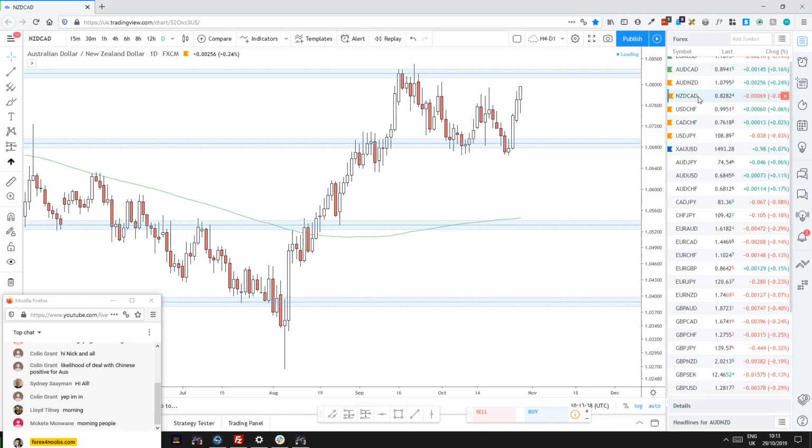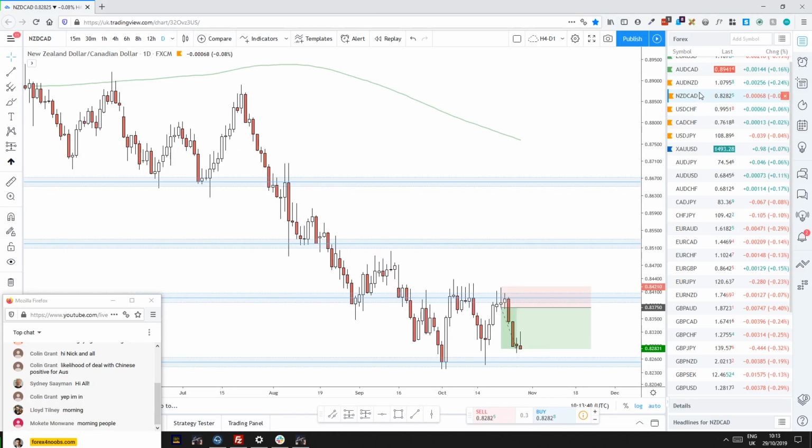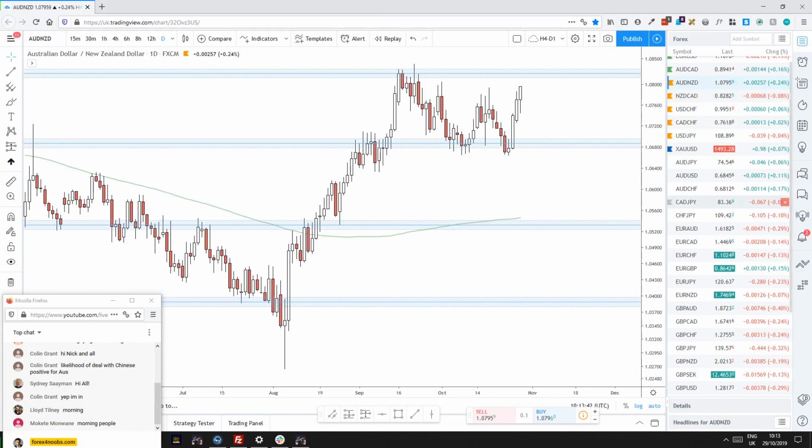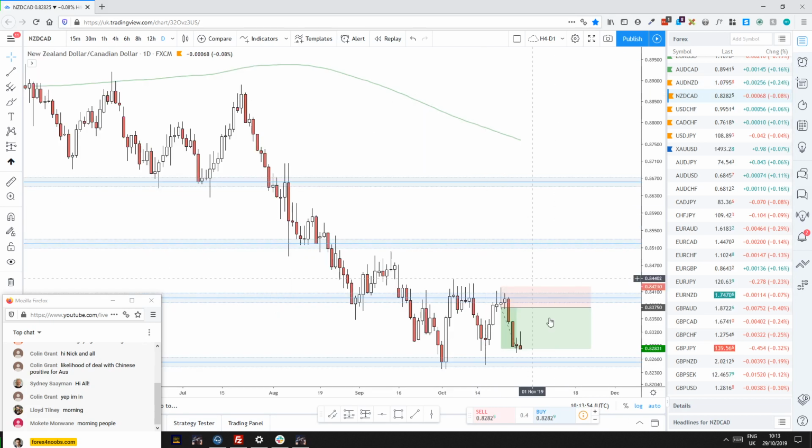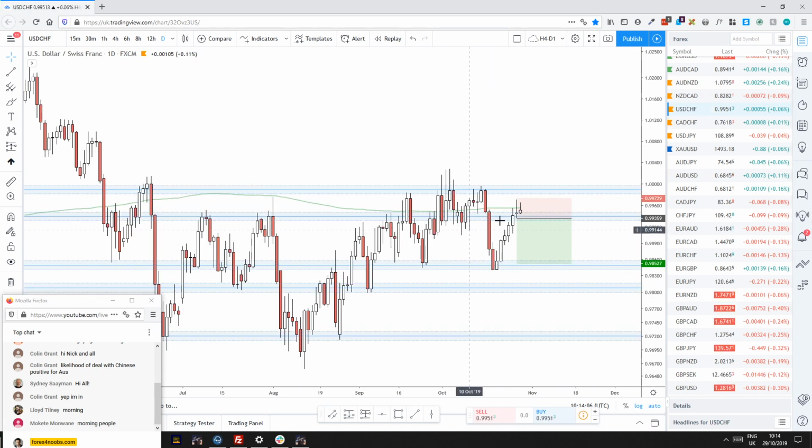Right. Let's wrap things up, guys, and take a look at the upcoming pairs. AUD New Zealand, I'm just waiting for price to push up to resistance, hit it, and potentially bounce away. This one probably won't happen until later in the week. It's just something I'm watching. New Zealand CAD, very similar to AUD New Zealand. I'm just waiting for price to push down, hit the bottom here, and turn around. So if this happens, it probably won't happen until later in the week.